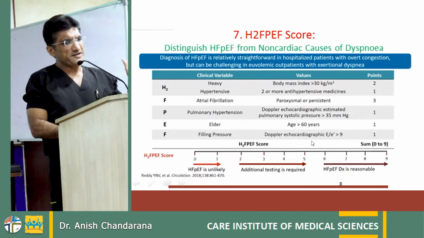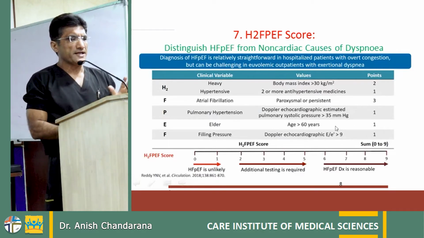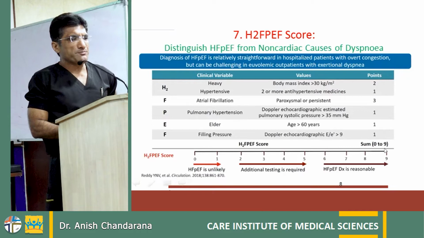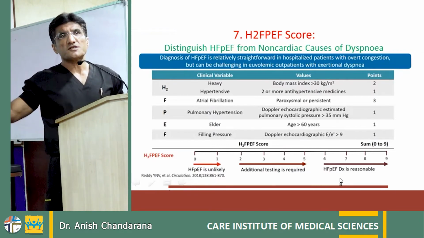And there is a specific test on echo again, which is filling pressure, E by E prime, that is done by a cardiologist, but they can do this. So these are a total of 9 points. If they are 0 or 1, HFpEF is not there. If they are between 2 to 5, the chance is very high. And 6 or more, it's almost there.